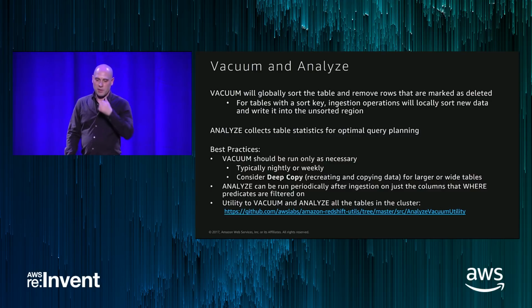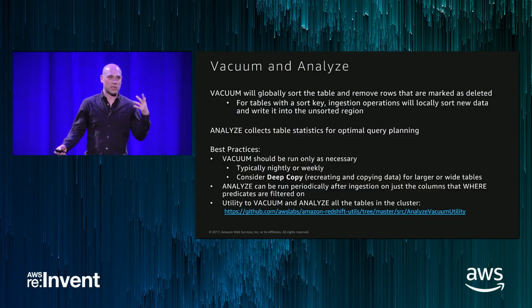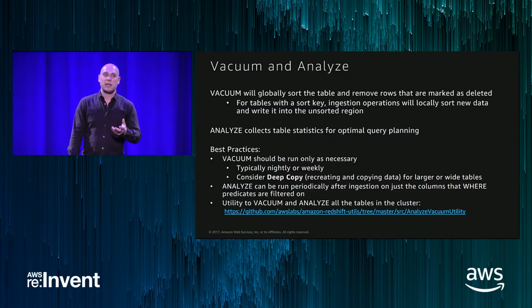So let's talk about vacuum and analyze. Vacuum serves two functions in Redshift. One is to remove the ghost records or the deleted records out of Redshift. That's the first thing that it does. The second thing it also does is it globally sorts the table in Redshift.